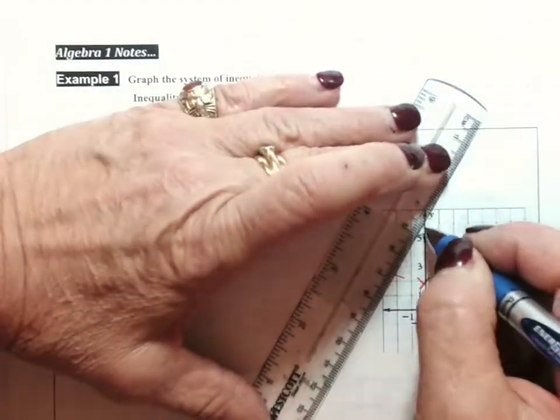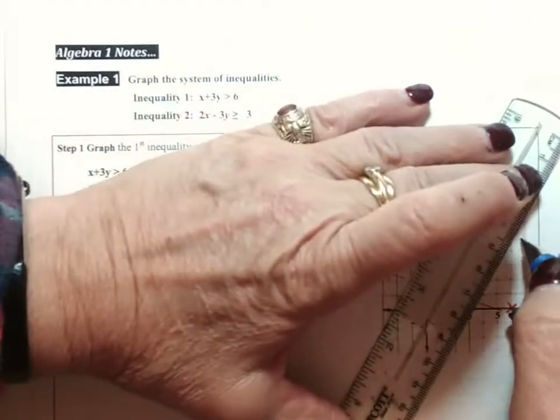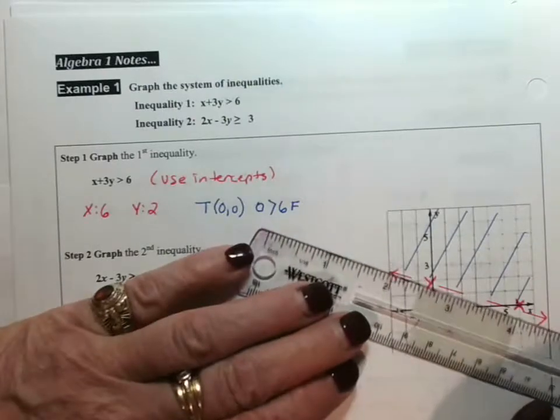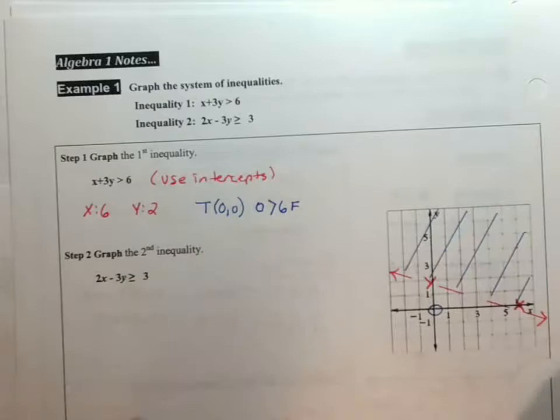So the solutions are on the top. And lightly shade the top so you know that you don't have solutions down below this dotted line. Your solutions are up above.